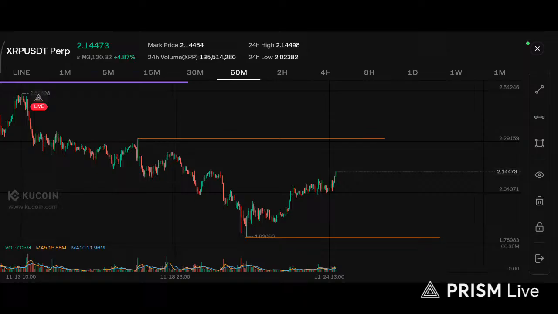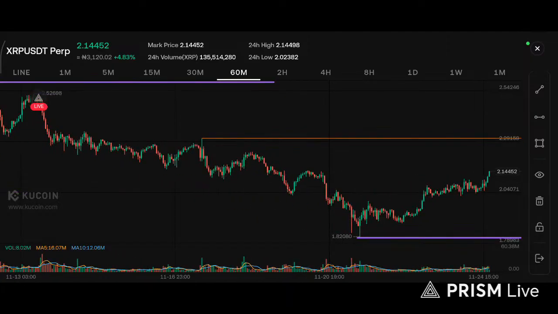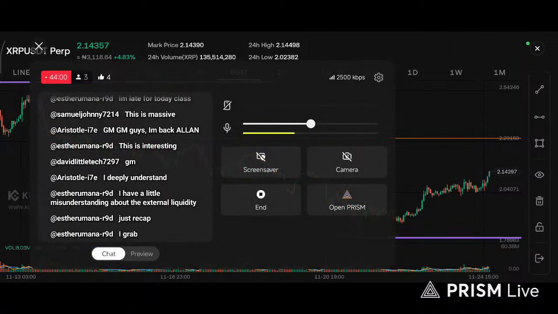So here with me, ST, this is the internal swing low, and this is the external swing low, or should I call it external liquidity. The purple lines are my external liquidity. The orange line is the internal liquidity. All right, I hope I've answered your question, right?